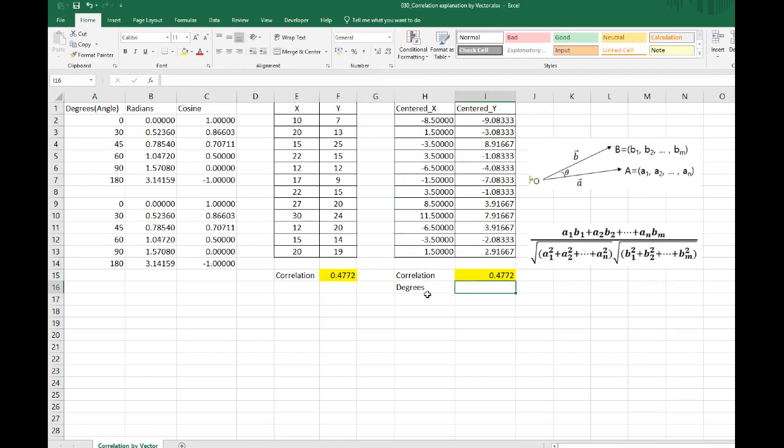So let's calculate the degrees from this correlation value. ACOS of the correlation coefficient, multiply by 180 and divide by the PI function. Cool. So correlation coefficient 0.47 is around here, and this degree is around here.